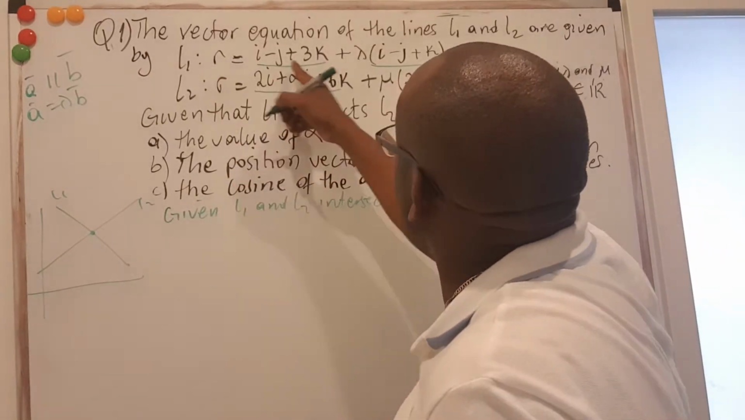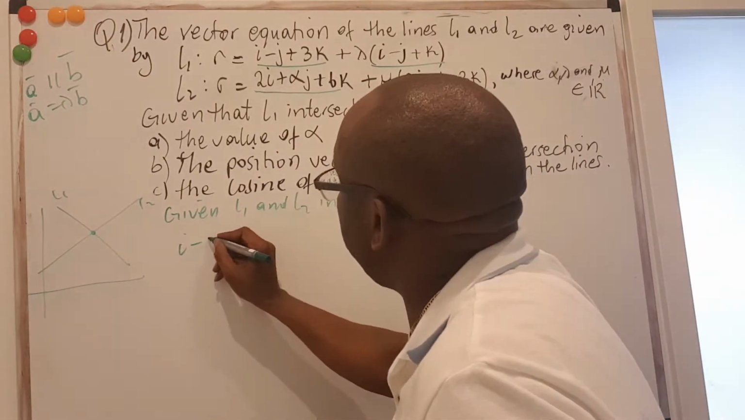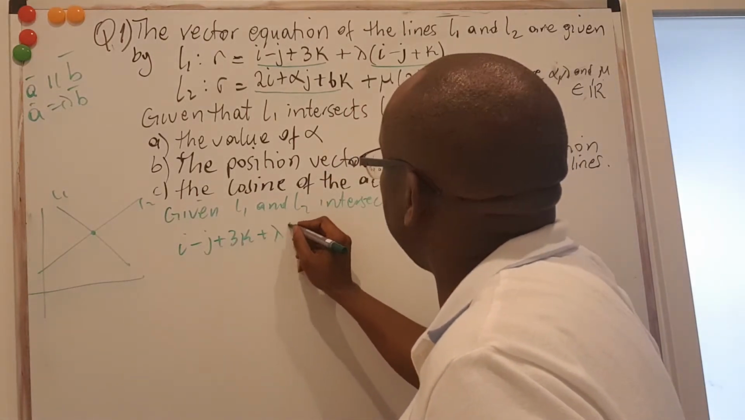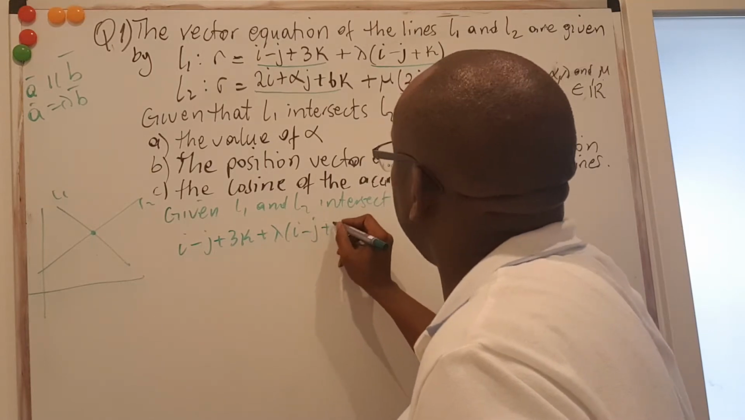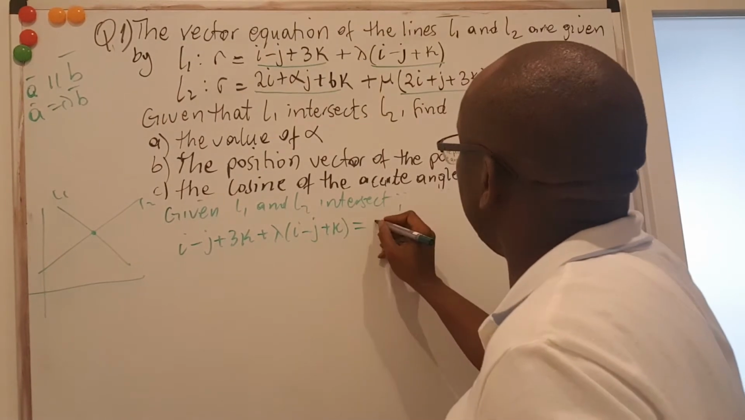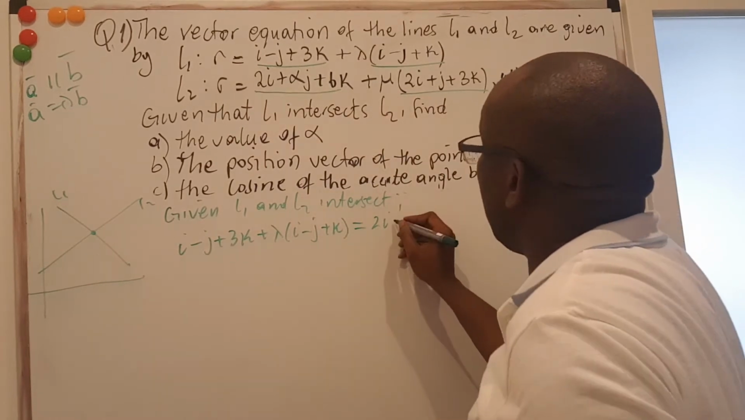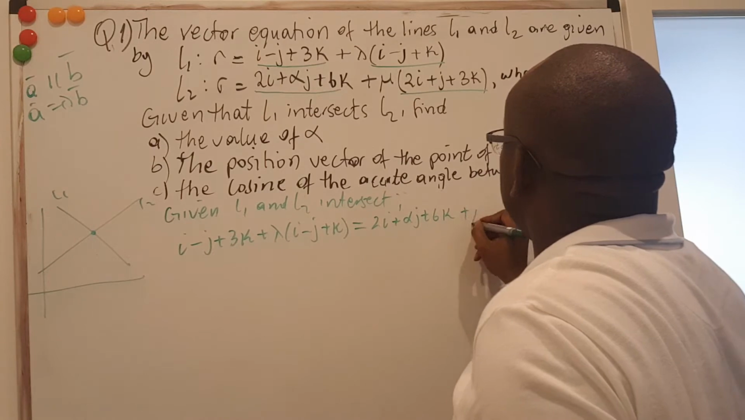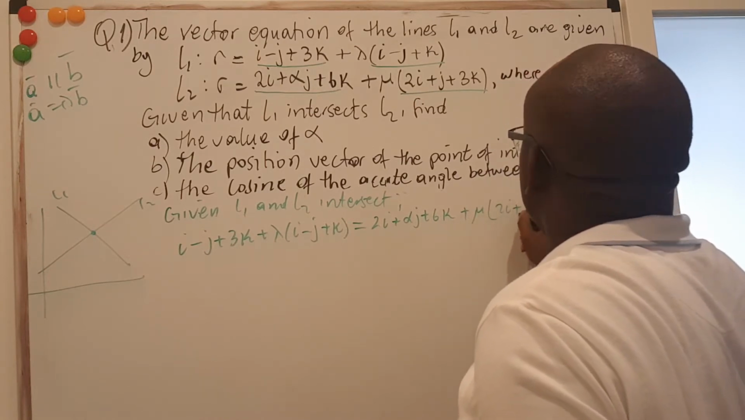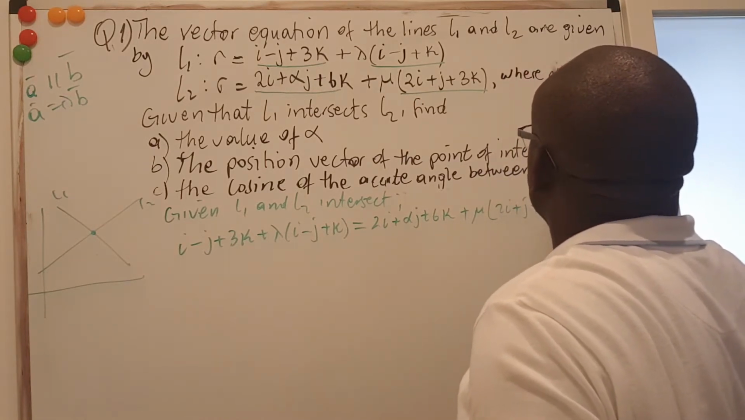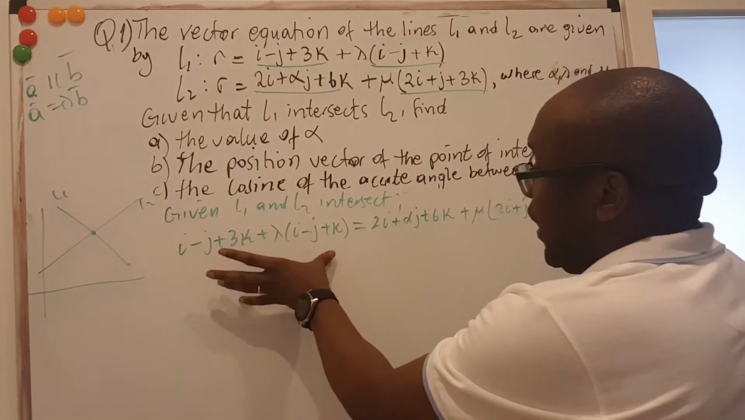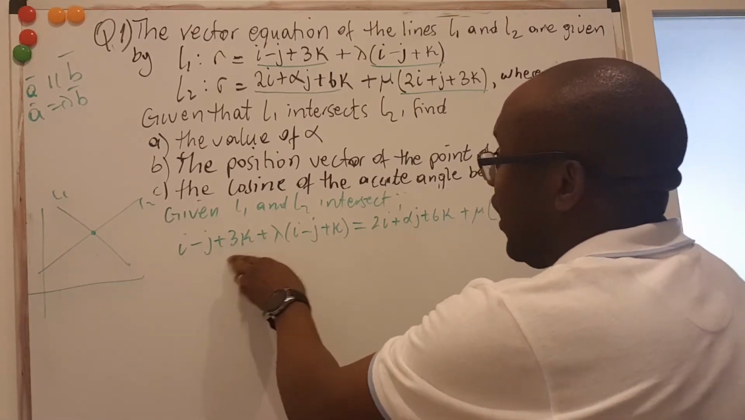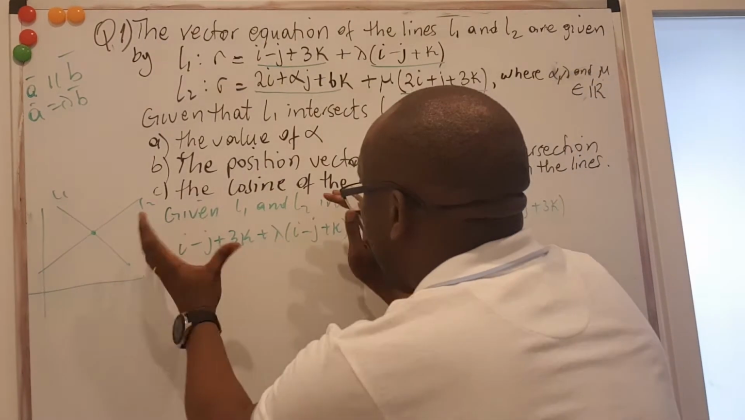So if that is the case, I will write this left-hand side. This is i minus j plus 3k plus lambda into i minus j plus k is equal to this one, 2i plus alpha j plus 6k plus mu into 2i plus j plus 3k. What is left now is, if two vectors are the same, it means the coefficients of their corresponding unit vectors should be the same. The i, j, and k are unit vectors. So I will try to combine to fix it.